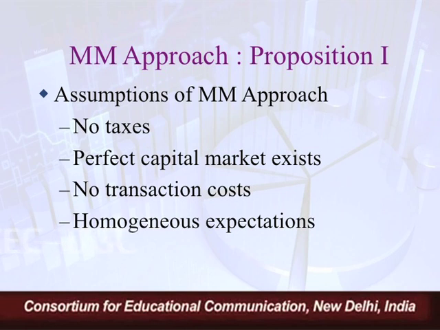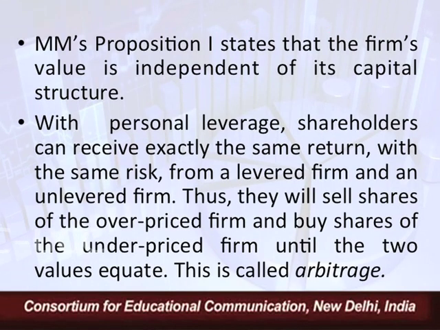Now this Modigliani-Miller approach has taken some assumptions. The assumptions include that there are no taxes in the market, there is a perfect capital market, there are no transaction costs, and investors have homogeneous expectations from the market. As per Modigliani and Miller, the firm's value is independent of its capital structure. How? With personal leverage, shareholders can receive exactly the same returns with the same risk from a levered firm and an unlevered firm. Thus, they will sell shares of the overpriced firm and buy shares of the underpriced firm until the two values equate. This is called the arbitrage process.